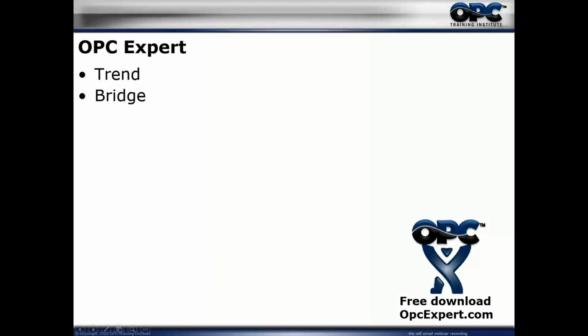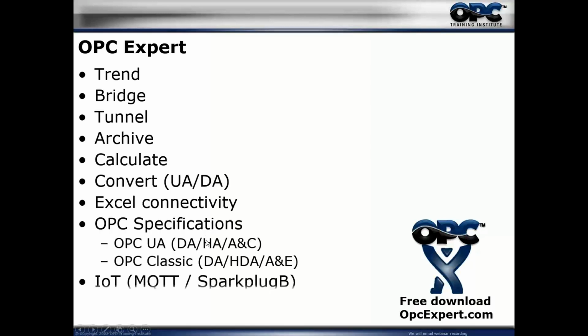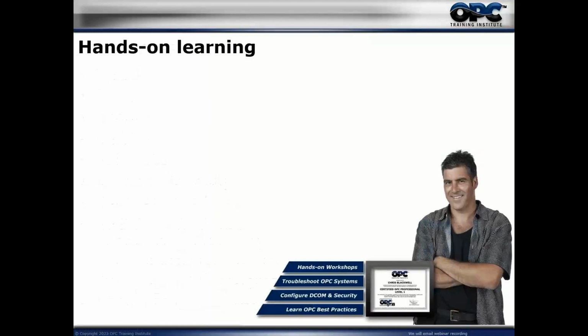Also, if you're using OPC Expert, you'll be able to trend, send data to other servers, tunnel, and archive. There are lots of other things that you can do, including, of course, all the OPC specifications, but also MQTT, which is our next webinar. It will be on IoT and MQTT. You can also do REST API with it, of course, with full security.